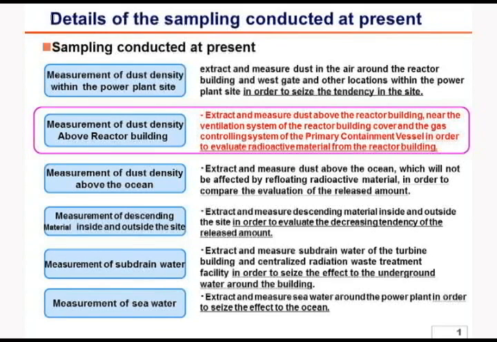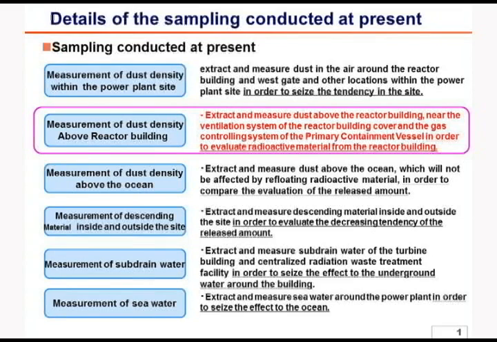The third is the measurement of the dust density over the sea. This is done because we believe that we can measure and analyze radiation better than on the ground, as radioactive materials over the sea do not soar once they fall down on the surface. The fourth is the measurement of radioactive dust in the site. We measure radioactive materials in the air that fall down into a flower bowl.